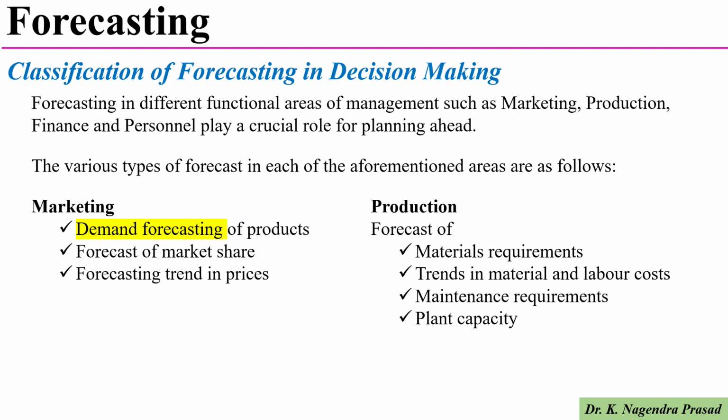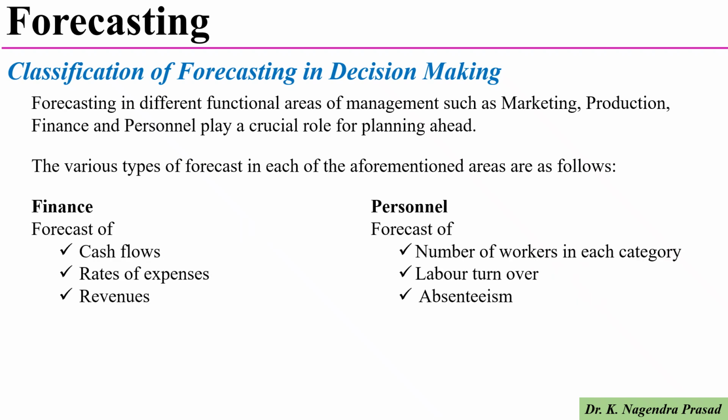First one is marketing. In marketing forecasting, there are different types. One is demand forecasting of products, forecast of market share, and forecasting trends in prices. Similarly, from the production point of view: forecast of materials requirements, trend in materials and labor cost, maintenance requirements, and moreover plant capacity. And the next one is the finance point of view.